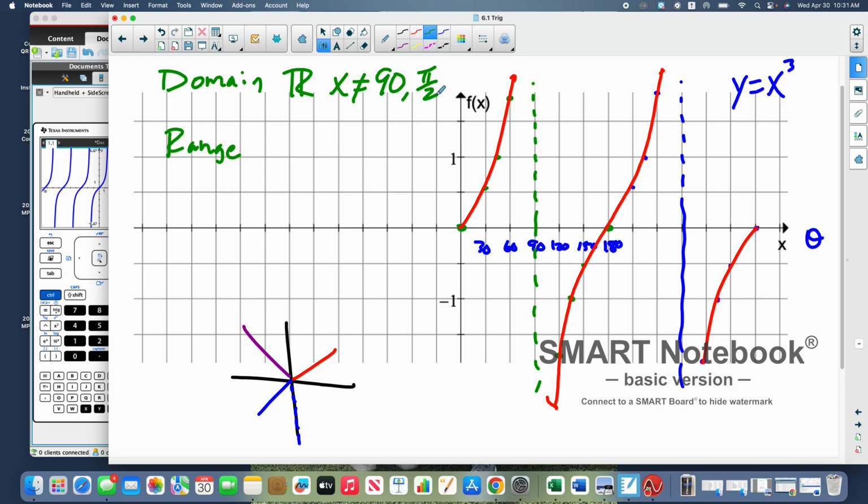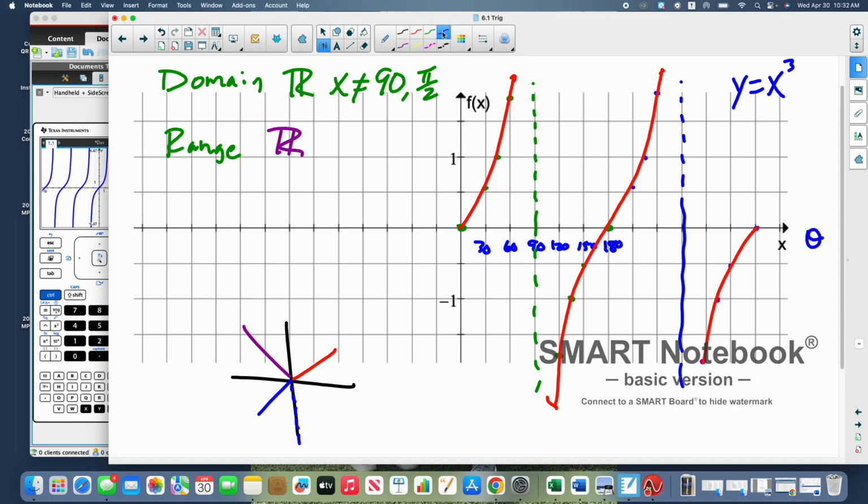All right? What's the range? All real numbers. How far up? How far down? Forever, right? You can make whatever slope that you want. We saw that yesterday. We had 80 as a slope. We could make even a bigger one or even a smaller one if we wanted to. So all real numbers.